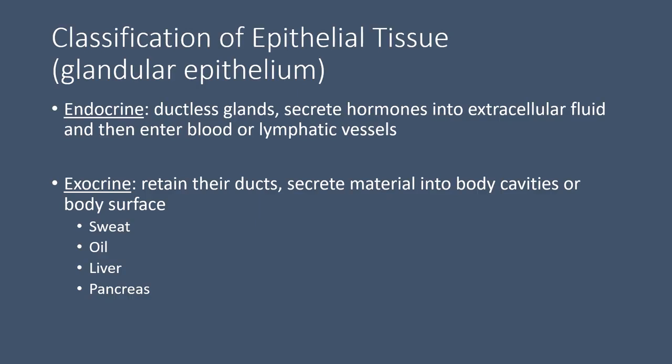The classification of epithelial tissue also includes glandular epithelium, endocrine versus exocrine. Endocrine glands are ductless. They secrete hormones into extracellular fluid, which then typically ends up in the blood and is transported elsewhere in the body. Exocrine glands retain their ducts, and so they secrete the material onto the body surface or into a body cavity. Examples are your sweat glands or oil glands, the liver, the pancreas, etc.